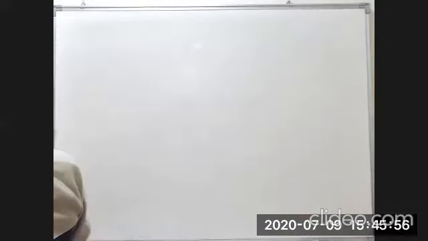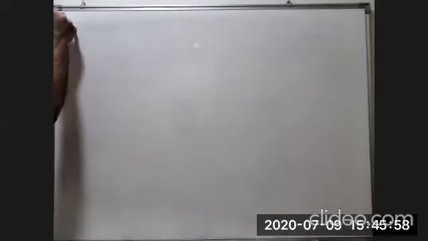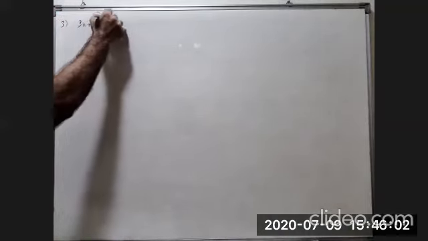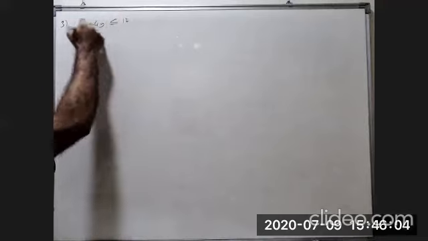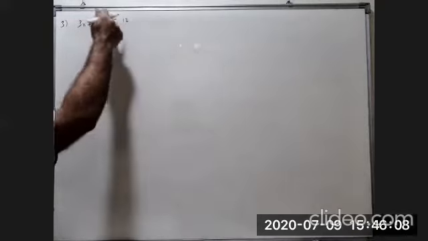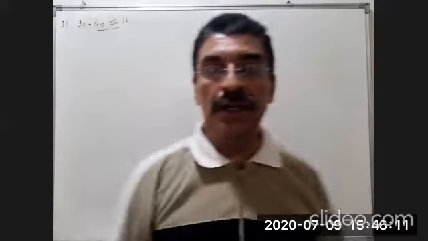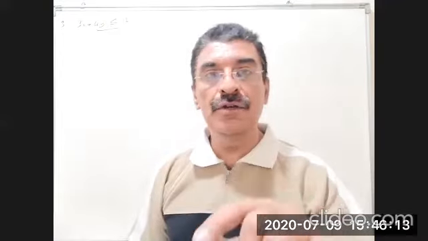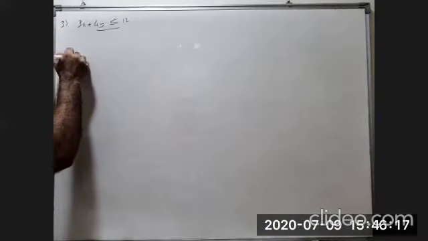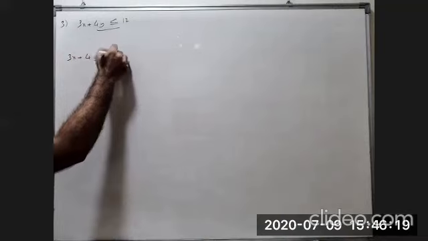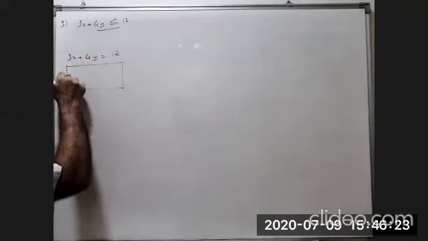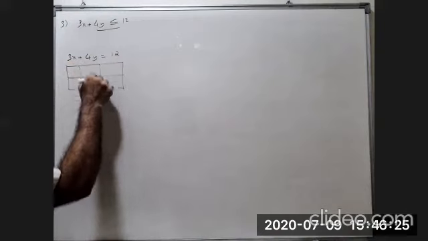Question number 3 is 3x plus 4y less than or equal to 12. See, for drawing any inequality, first we will draw that line. So our line is 3x plus 4y equals 12. Again, to draw 3x plus 4y equals 12.